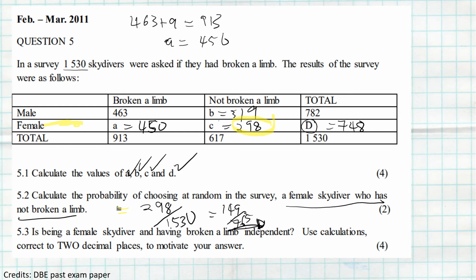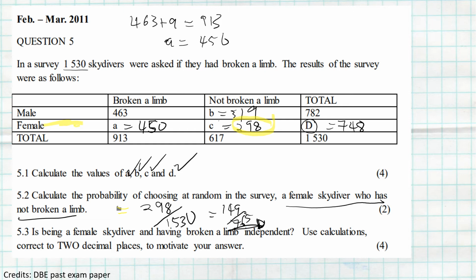Very interesting question. You'll always get this question with your contingency table. There's no way around it, because that's why contingency tables are used. They are actually used to determine whether events are independent or dependent. Let's now go to 5.3.